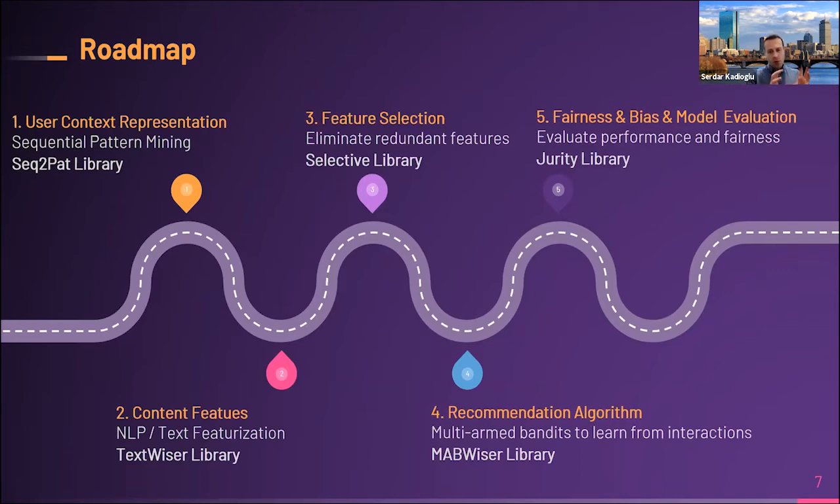Once we have the user data and the content data in place, we might want to do a bit of cleanup and remove redundant attributes. For that, we're going to turn to feature selection and the Selective library. And in step number 4, once we have this nice data in place, we will combine that with historical engagement between movies and the users and build a recommendation algorithm based on a particular approach from reinforcement learning that is known as multi-armed bandit algorithms. Finally, we will look at how we can evaluate such systems in terms of both recommendation metrics and fairness and bias considerations.